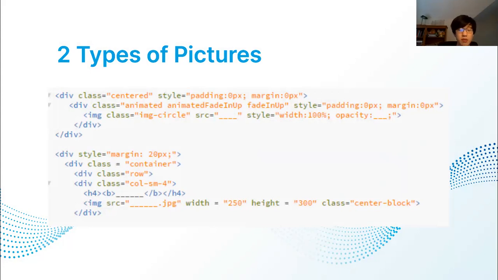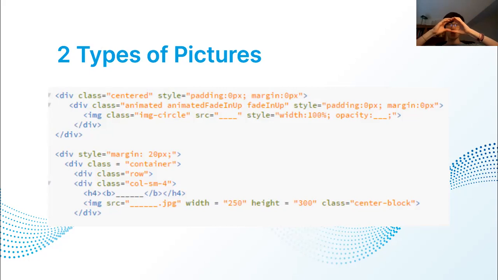There are currently 2 types of pictures that you can use. Again, there's a lot more, but these are 2 basic styles, I suppose. There's one where you have a picture in the background. Again, there are all these different stylizations, like centered, padding 0, margin 0. You have the animations like fade in up, and then the width and the opacity. Opacity is just how transparent your image is. And the image as circle is just how you want your image to be cut out.